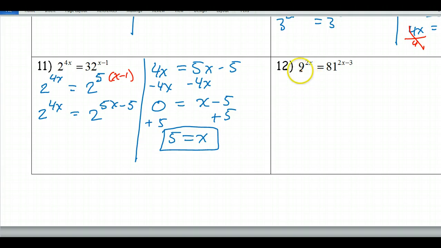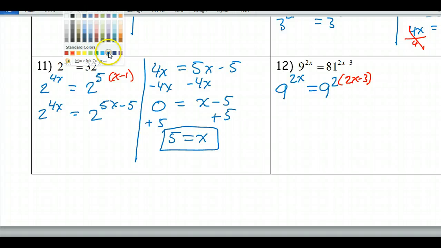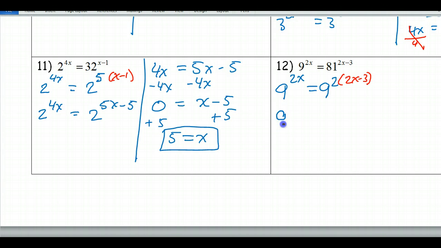Alright, so number 12. I can see that I've got 9, and then 81 can be written as 9 squared. So I'm going to keep the 9 and do 9 to the 2x power. And 81 is 9 squared, so I'm going to do that. I still have this 2x minus 3 sitting here. So basically what I have now is 9 to the 2x equals 9 to the 4x minus 6.